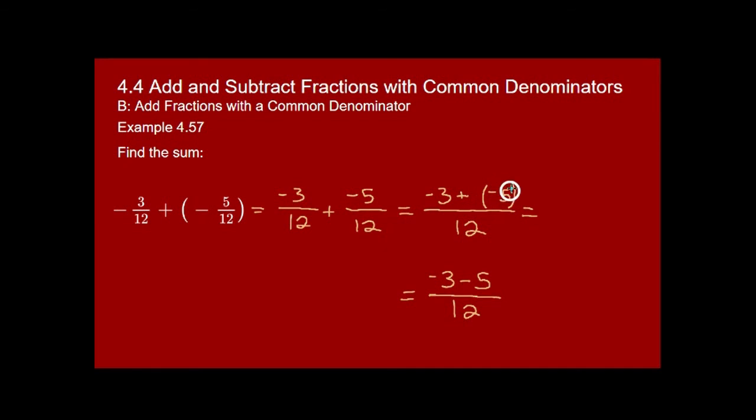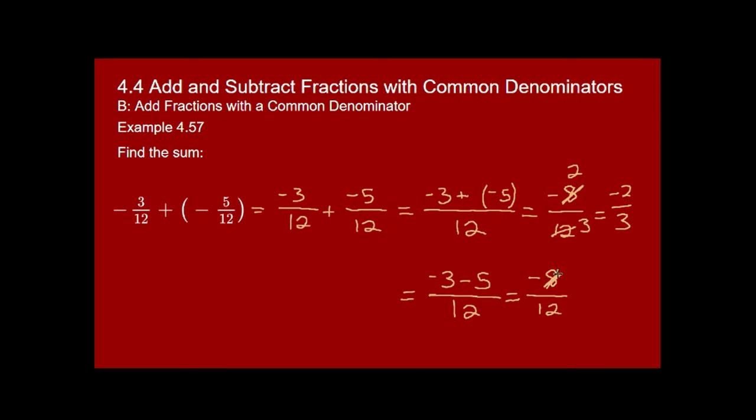Negative 3 plus negative 5 is negative 8. And we keep the same denominator. Same thing down here. Negative 3 minus 5 is negative 8. Keep the same denominator. Okay, but then we can reduce this, right? 4 divides evenly into 8 and 12. So 4 goes into 8 2 times. 4 goes into 12 3 times. And you're left with negative 2/3.